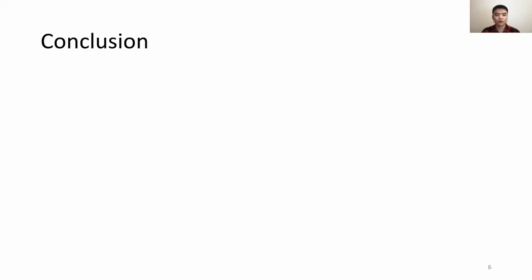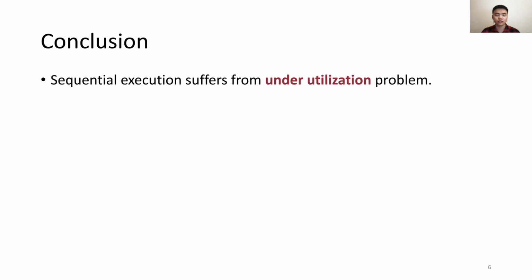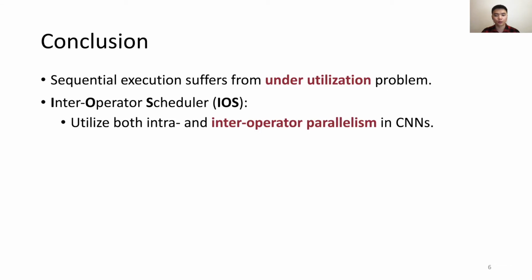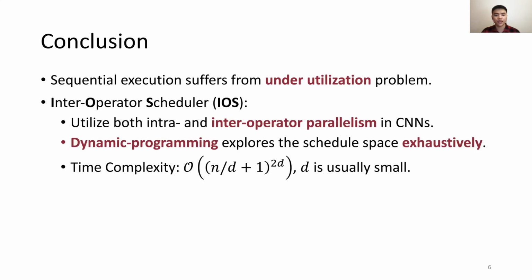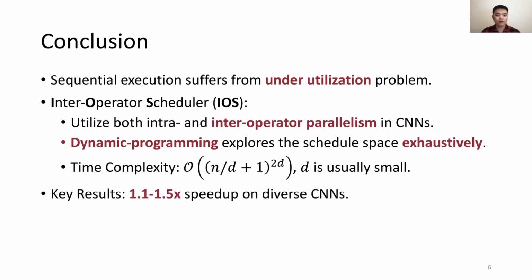In conclusion, we found that sequential execution suffers from an underutilization problem, especially when we execute a small operator on a powerful GPU. We propose an inter-operator scheduler to utilize both intra- and inter-operator parallelism. We employ dynamic programming algorithms to explore the schedule space exhaustively and prove that its time complexity is only exponential in the width of the computation graph, which is usually small, making the exhaustive exploration practical. IOS achieves 1.1 to 1.5 times speedup compared to the state-of-the-art libraries.